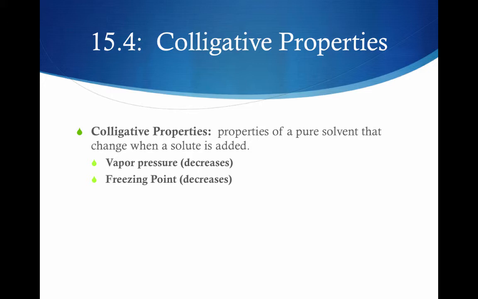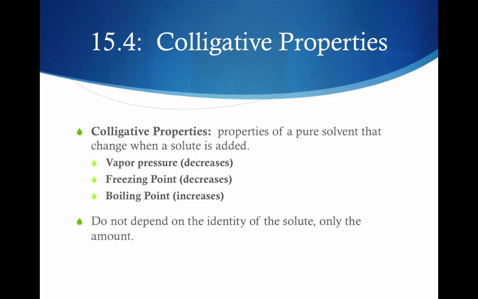Freezing point depression is something you should be really familiar with, especially this time of year. When we, quote, salt the roads, that means that calcium chloride is laid down on the roads as a solute, which dissolves in the water on the roads and lowers its freezing point, keeping the roads from freezing. Boiling point is another colligative property we'll look at. Boiling point increases when a solute is added to a pure solvent. It's important to note that colligative properties do not depend on the identity of the solute, only the amount. So it doesn't matter what salt you're using, it only matters how much of it you're using.